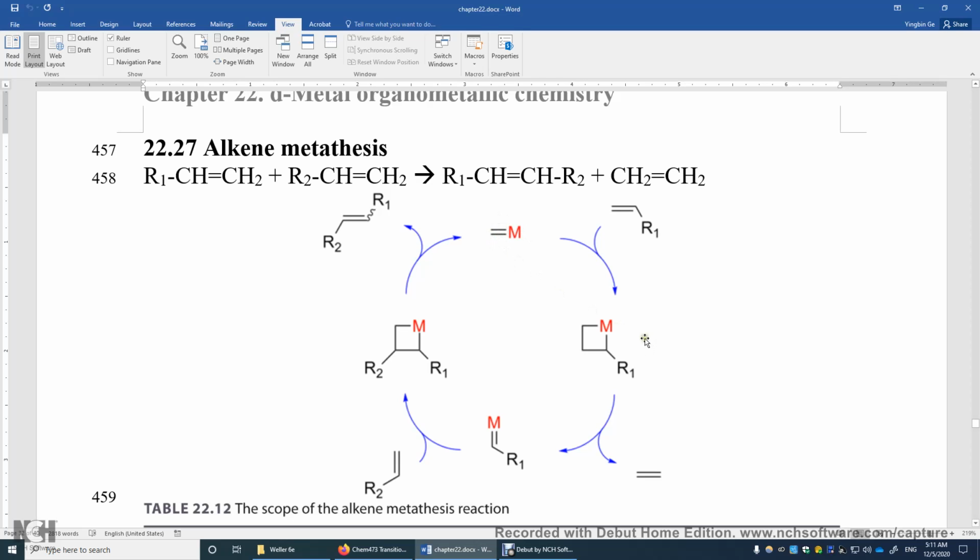So now we can go from here to here by losing an ethylene molecule. This is just 2+2 addition reversed, and then this second alkene comes in and forms a four-membered ring again. And again, this is 2+2 cycloaddition, thermally allowed. And then finally, the reverse 2+2 cycloaddition. Now we get this catalyst, M double bonded to CH2, plus this product. Both R1 and R2 are bonded to the same CC double bond, of course, on different carbons.